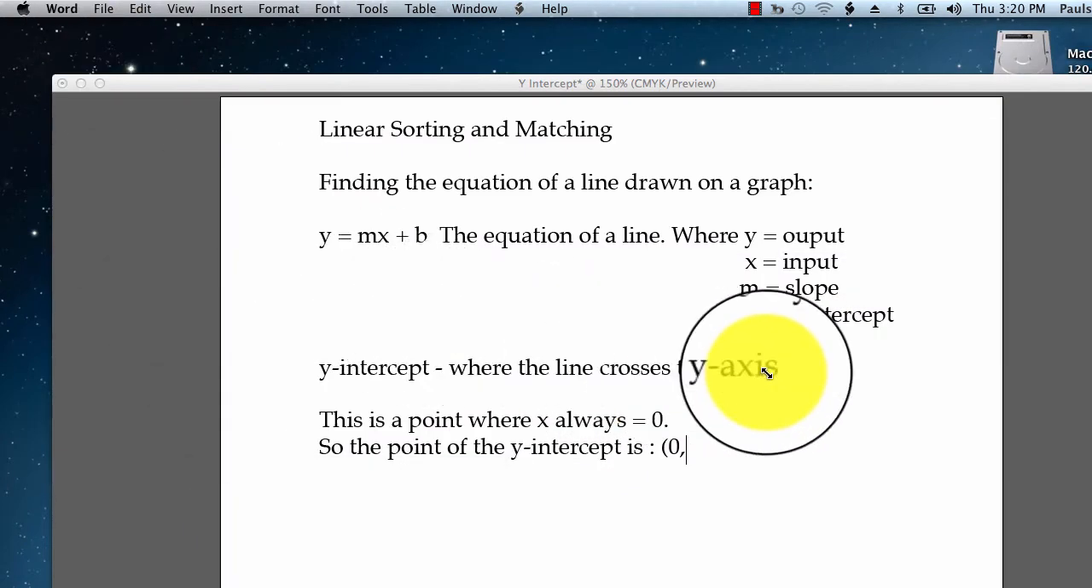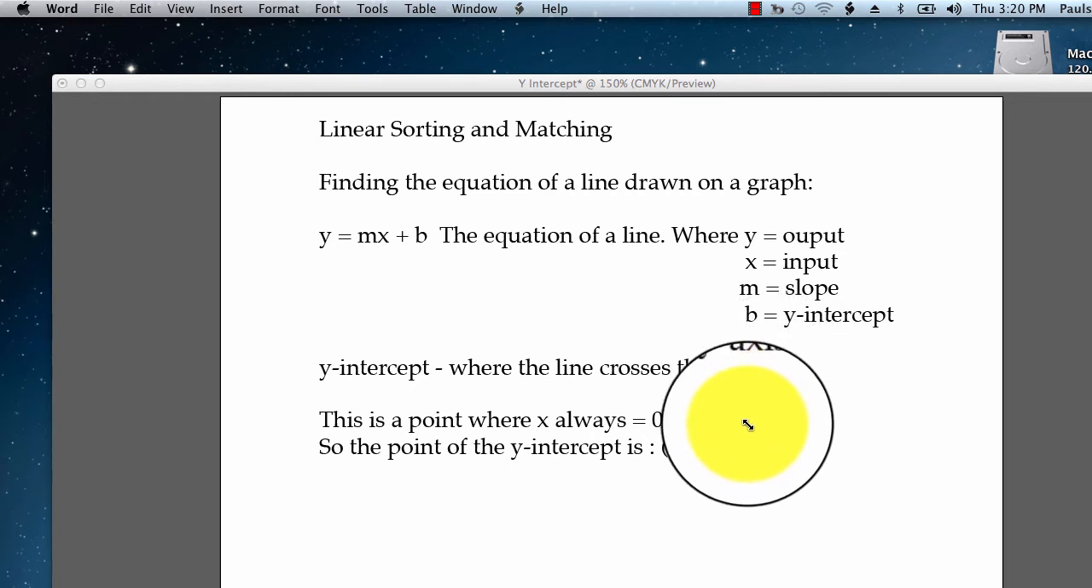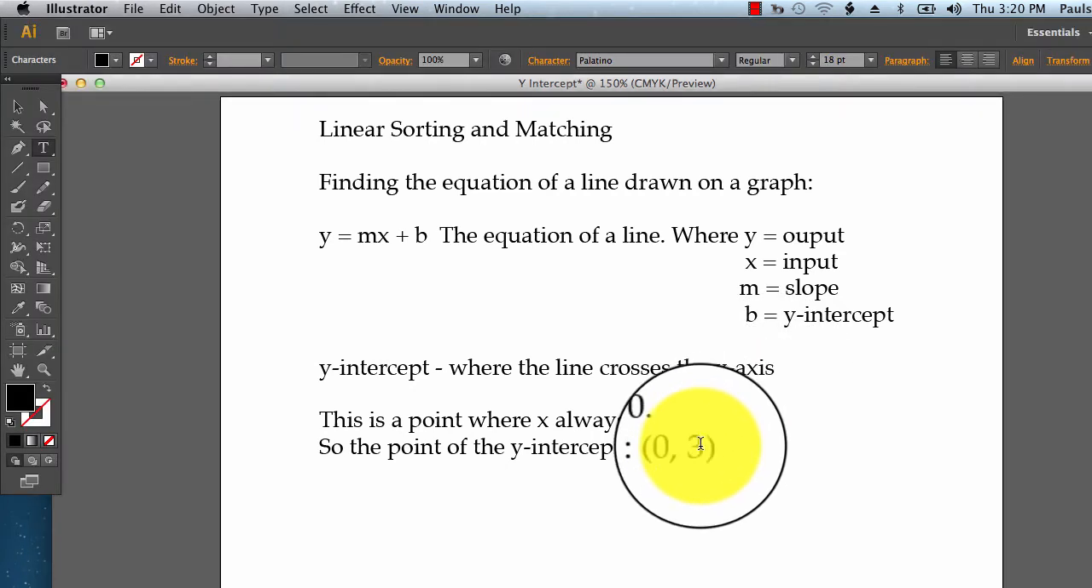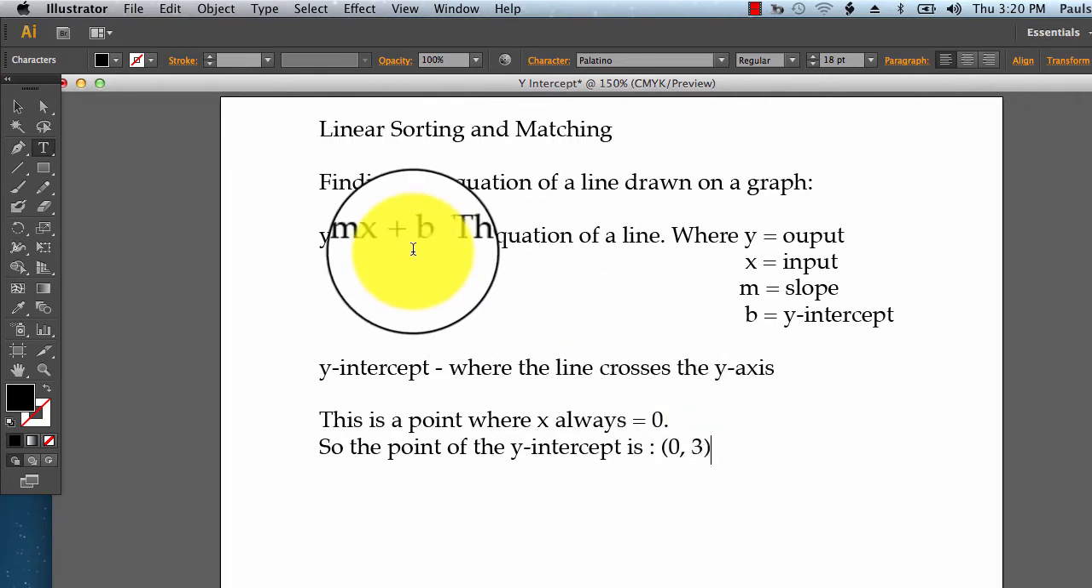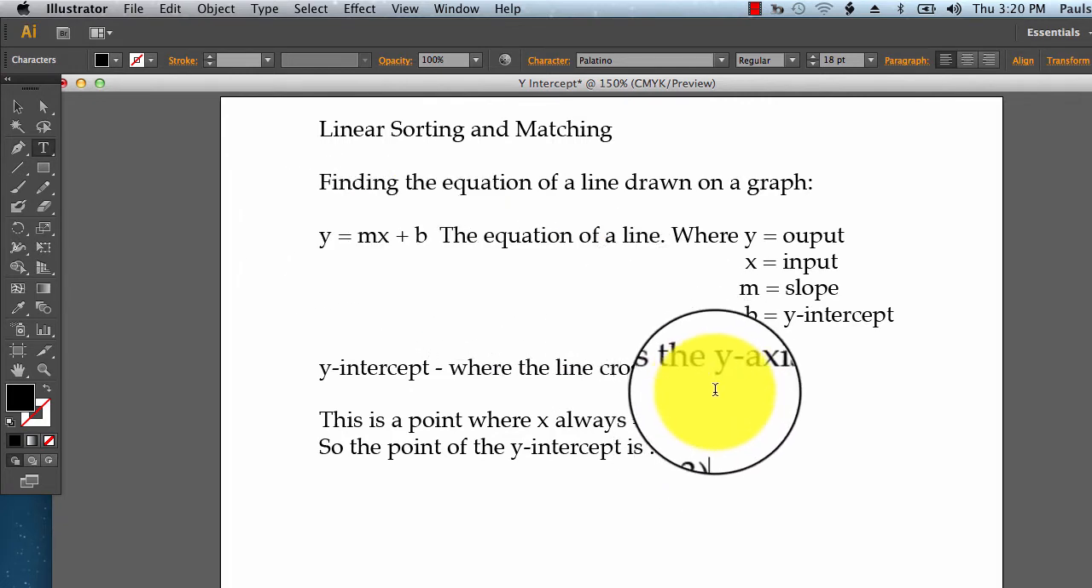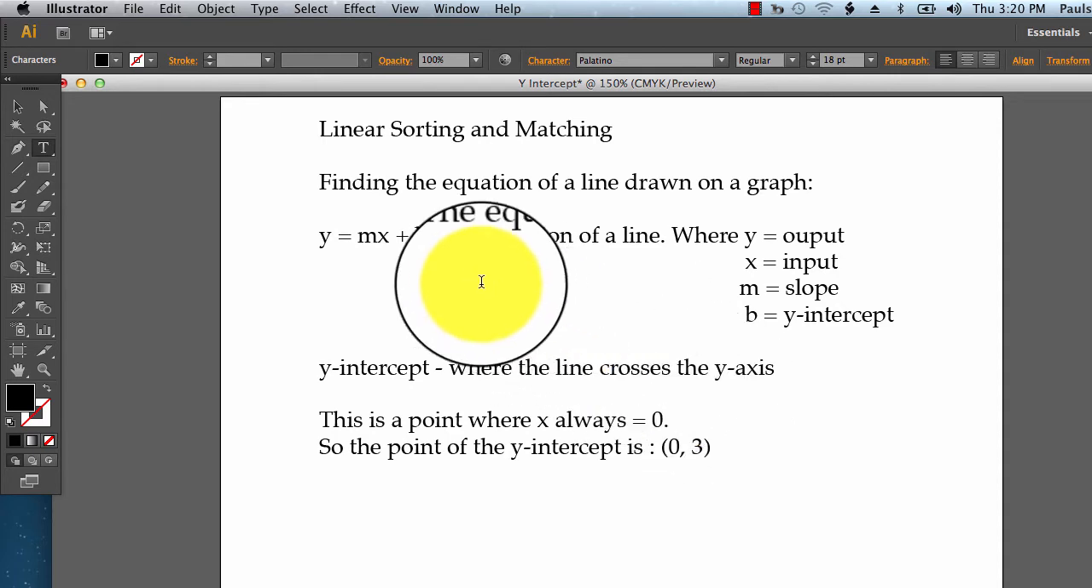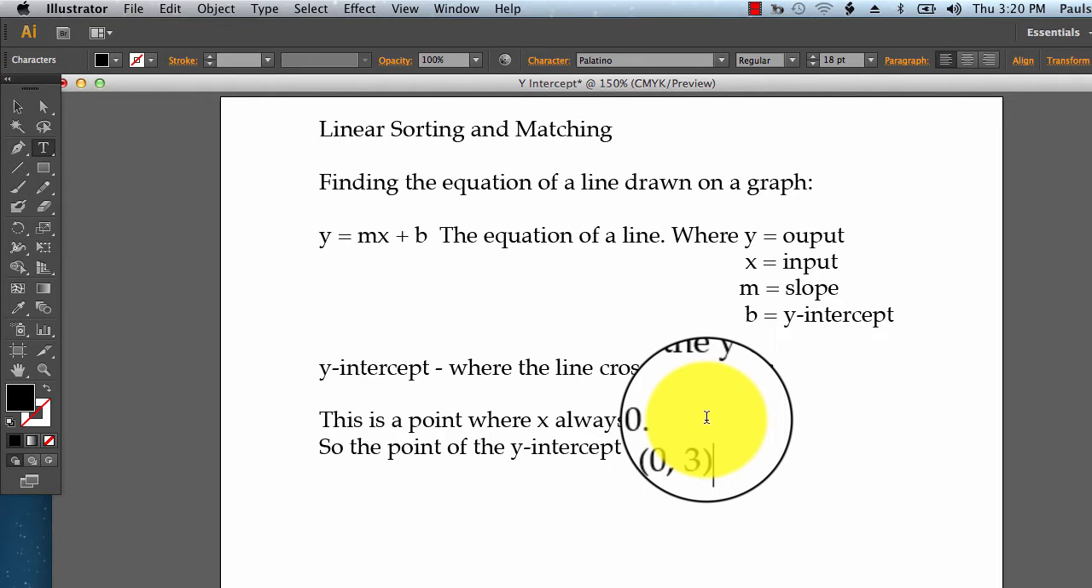So our point for the y-intercept is (0, 3). But we're not going to put a point into our equation. B is not (0, 3). For the equation, they just use 3 because the y-intercept is 3. I know it sounds crazy. I just went to all this trouble to tell you it's a point, but the value that we take away from that point is just 3. So our b equals 3, which equals the y-intercept.